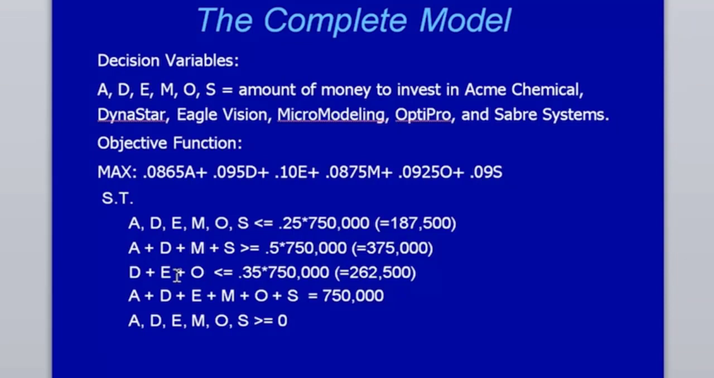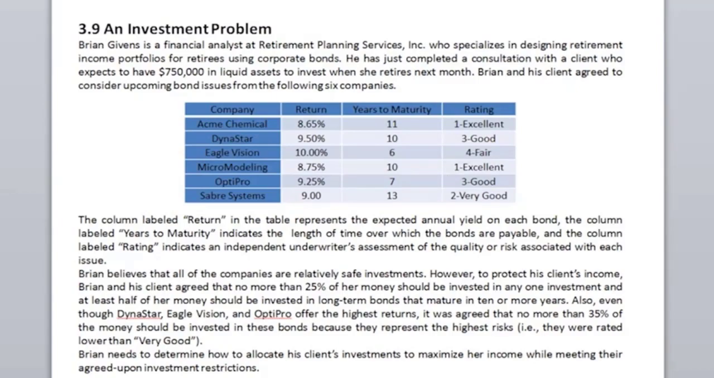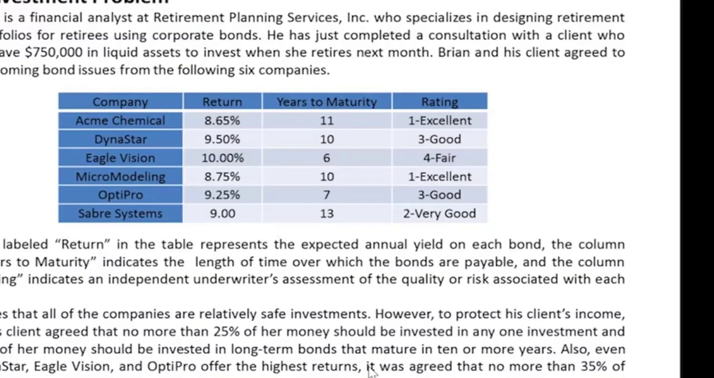Now the third constraint is about the riskier ones, which should be no more than 35%. The risky ones are defined using the rating. If we go back to the problem statement, they represent the highest risk if they were rated lower than very good. Very good is a 2, since 1 is excellent, 2 is very good, and 3 is good.